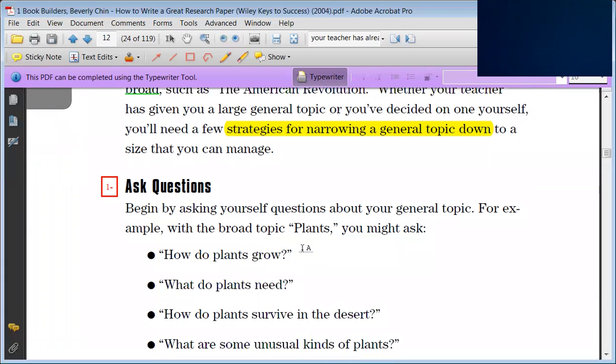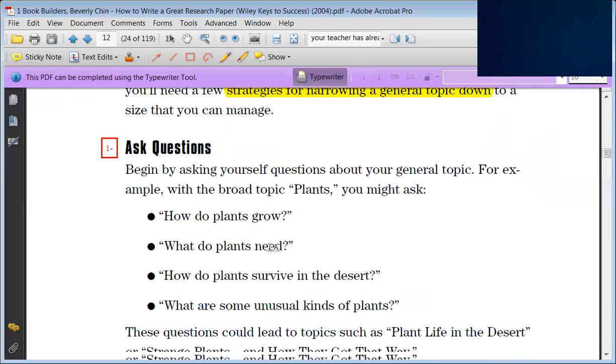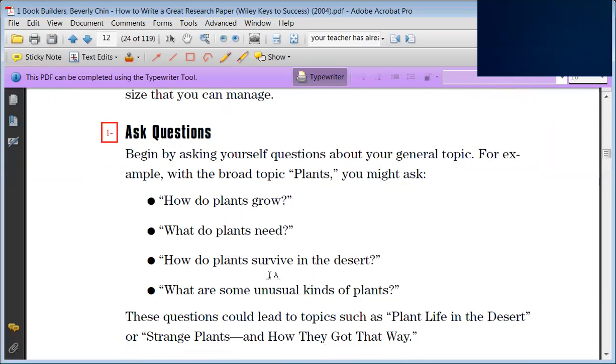strategies. Number one, ask questions. We have to ask questions regarding the topics. Begin by asking yourself questions about your general topic. For example, with the broad topic plants, you might ask. Here we ask questions. Suppose the topic is plants. What are the questions we have to ask? For example: How do plants grow? What do plants need? How do plants survive in the desert?